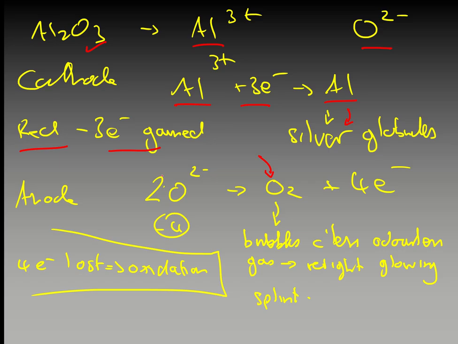So I need to bring my 2 over to here to balance that out. Remember, there's 2 2-, so that's a 4- in total. So I need 4 electrons on the left-hand side to balance out those electrons. Observations here, well, oxygen is a colourless, odourless gas. You'll see bubbles of colourless, odourless gas, which relight a glowing splint. That is the standard test for oxygen. The positive sign here tells me that the electrons are no longer part of the oxygen, so the electrons have been lost. So that tells me that oxidation has occurred.